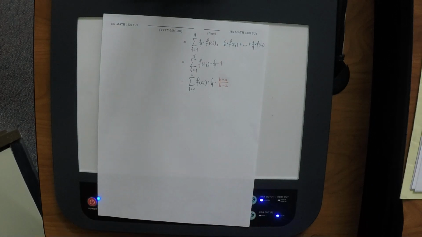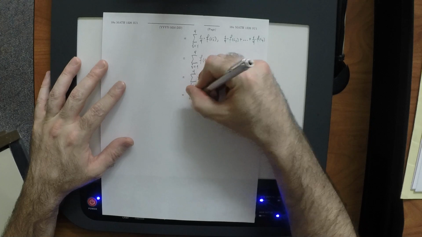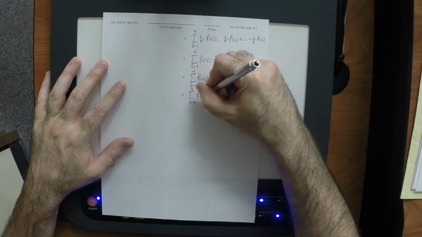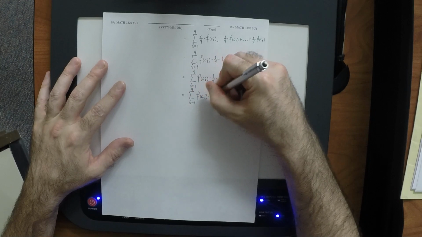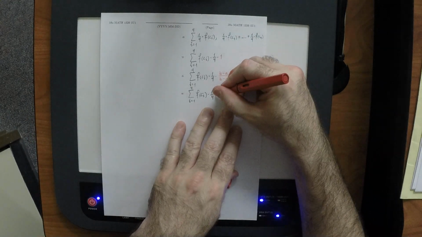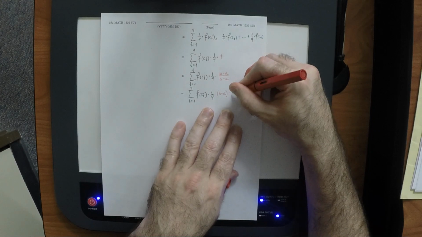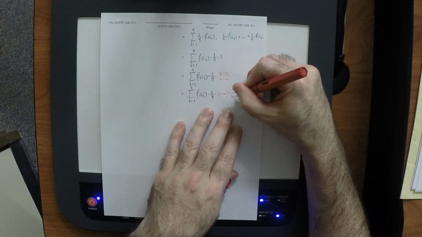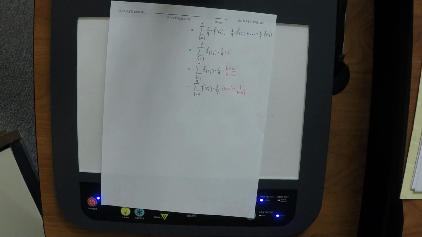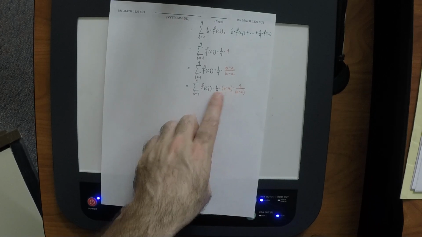So now I'm going to split it. The sum from i equals 1 to 4 of f of ci, a fourth. Now I'm going to split it like this. I'm going to say that this is multiplied by b minus a, multiplied by 1 over b minus a. That's just another way to write that fraction. So now I'm going to put this b minus a on top of the 4.